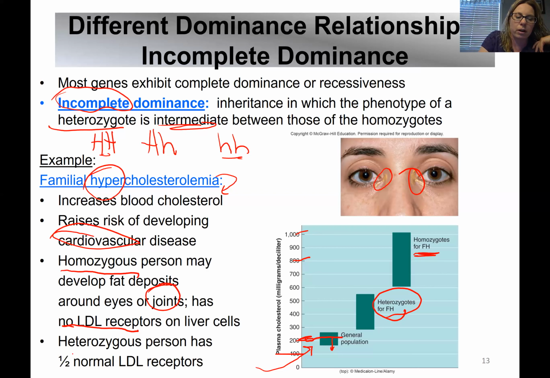Now, where we get into that incomplete dominance is that a heterozygote will have half of the normal number of receptors. So here's normal, here's none. These guys are halfway in between. And so a normal cholesterol for them might be 300 or 400. So the phenotype for a heterozygote is intermediate between the dominant and the recessive phenotypes.